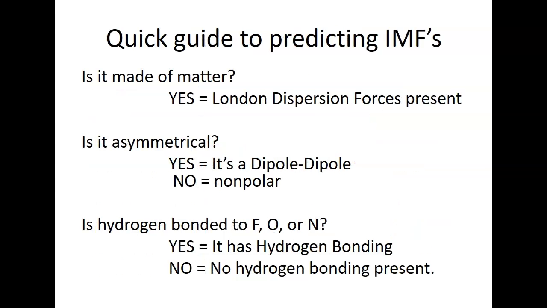So when you're looking at a molecule, is it made of matter? It's got London dispersion, so everything. Is it asymmetrical? If yes, it's dipole-dipole. If not, then it's nonpolar. Is hydrogen bonded to FON? If yes, it's hydrogen bonding. If no, then no hydrogen bonding is present.